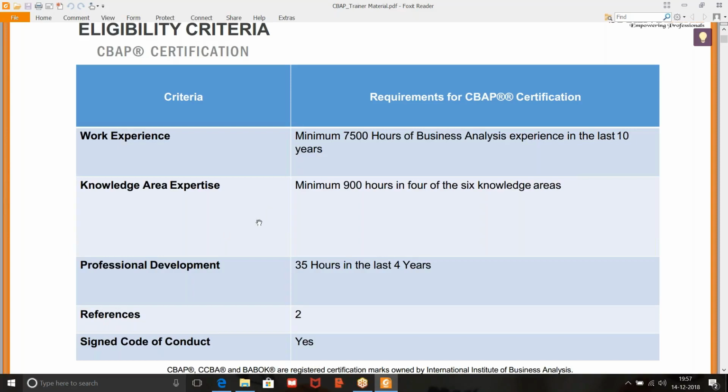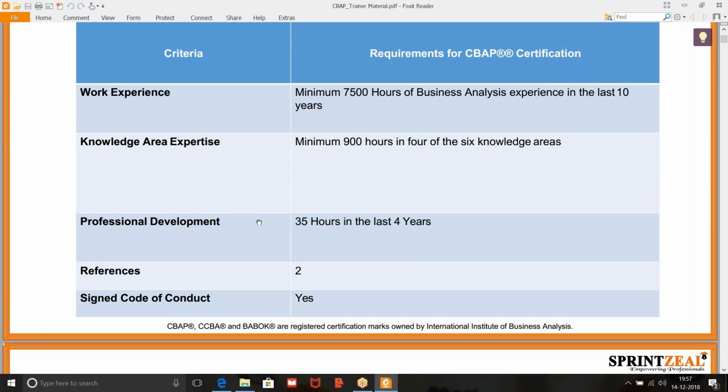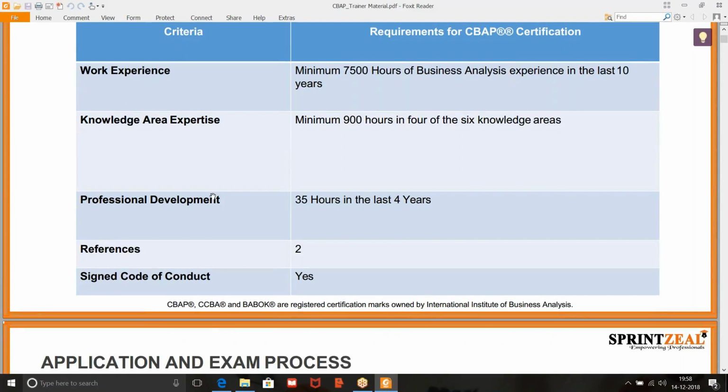Right, I agree. Great. So we'll move on to some criteria. I think you already know about them: a minimum of 7,500 hours of business analysis experience, and these hours are on the basis of the six knowledge areas. If you don't have 7,500 hours across the six knowledge areas, you should have a minimum of 900 hours in at least four of the six knowledge areas. So you certainly qualify for that. And then the two professional references.